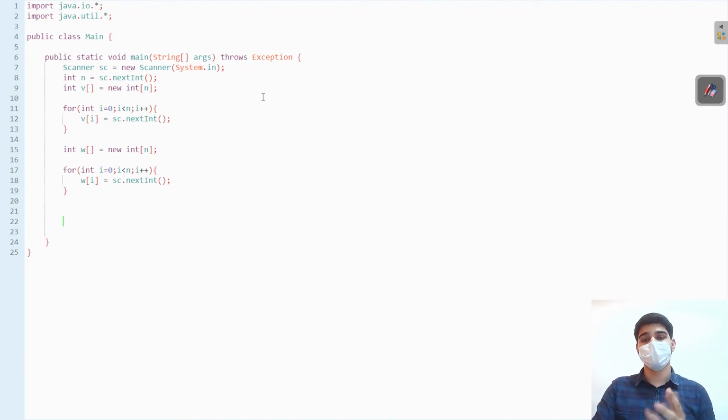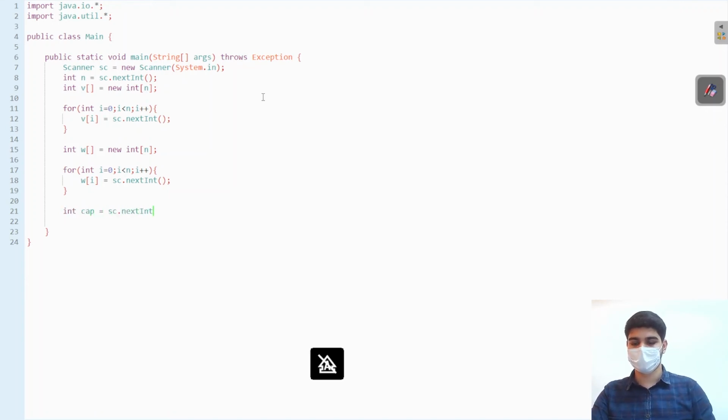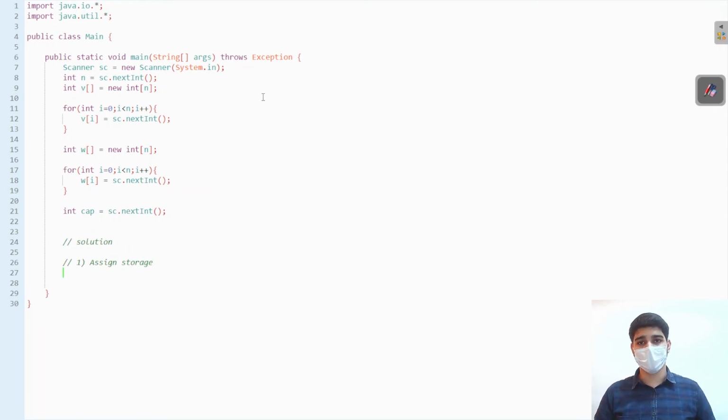Now after the values and the weights, what I have is the capacity. So I would take cap as input, c dot next. Now that you have taken the input, what I will do from here is the solution. The very first step is to assign storage. What was my storage? My storage was a 2D DP integer array of size n plus 1 and capacity plus 1. So int dp is equal to new int n plus 1 cross cap plus 1.